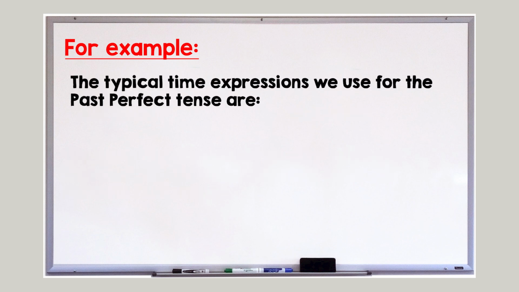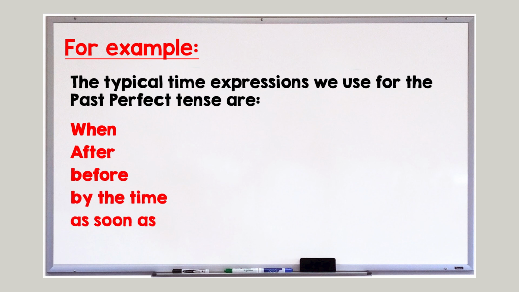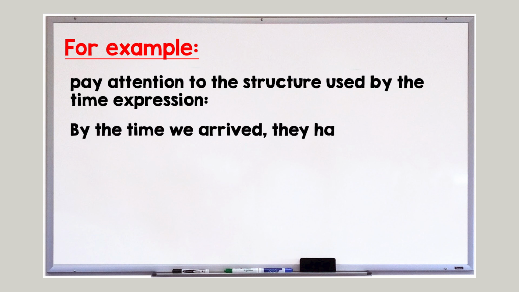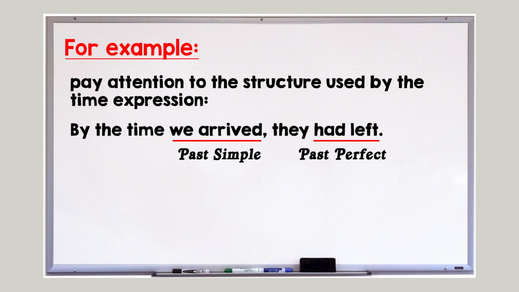The typical time expressions we use for the past perfect tense are when, after, before, by the time, as soon as. Pay attention to the structure used by the time expressions. By the time we arrived, they had left. We arrived will come in past simple, had left will come in past perfect.